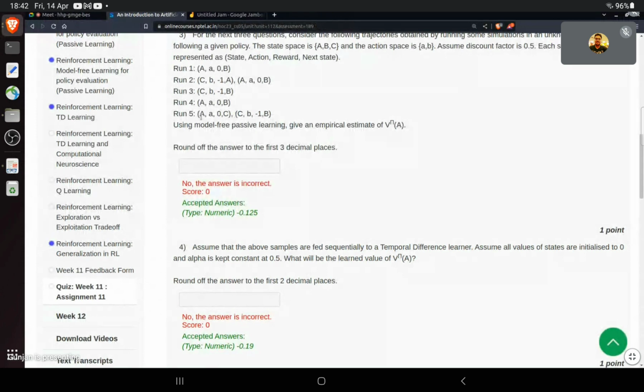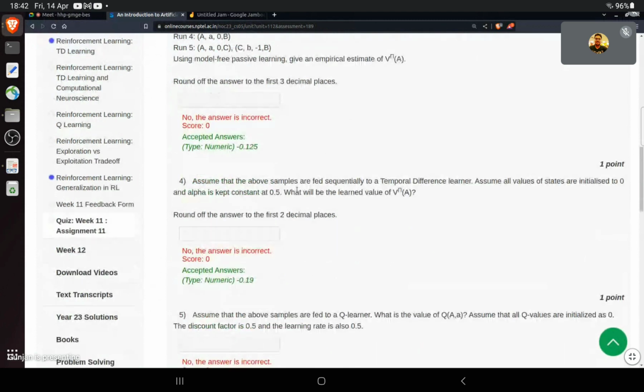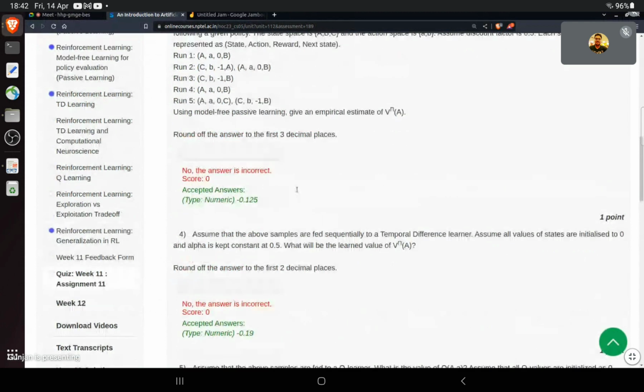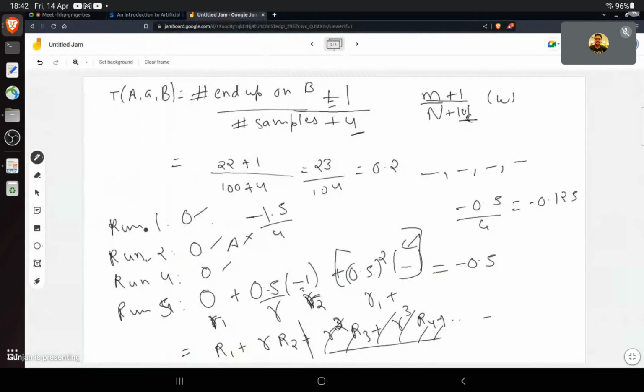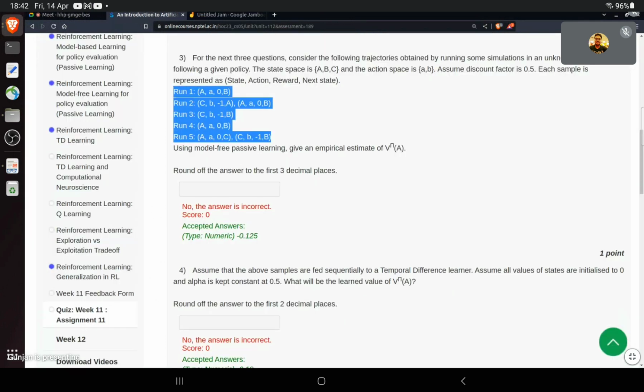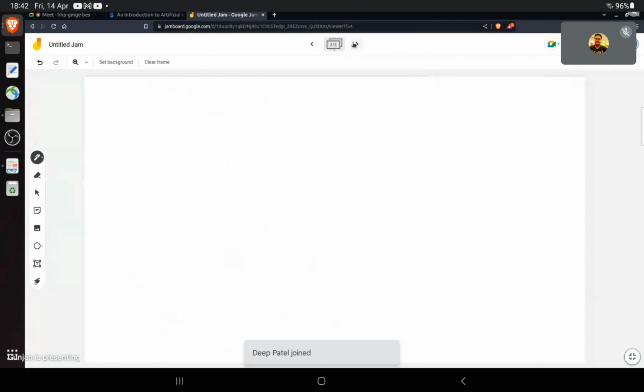Because here the next state is clearly specified. That is specified for the purpose of Q learning and TD learning, right? Ignore them. Okay, sir. If you have to find out V pi C, what would be the value? Okay, if you want to calculate V pi C, let me just copy these things. We can calculate V pi C. It's not a problem.